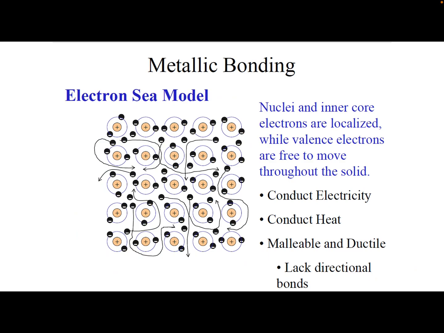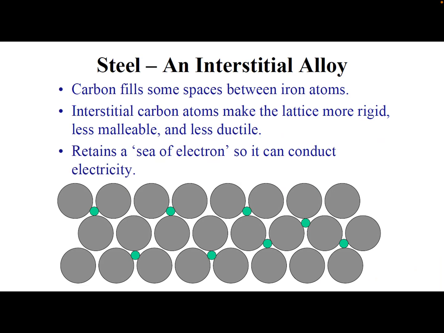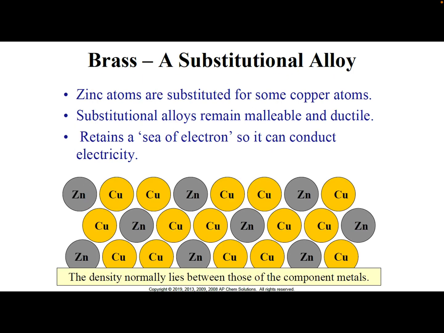So you can apply this model to both pure metals or our friend, the alloys. And just to review, we have an interstitial alloy, and we can identify them because interstitial means between the spaces. So carbon is going to fill some of the spaces between the iron atoms. Interstitial carbon atoms make the lattice more rigid, and that is differentiated from a substitutional alloy. This is brass, and notice these atoms are about the same size. So that's kind of a review of something that we have studied previously.